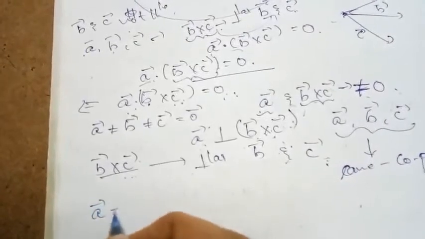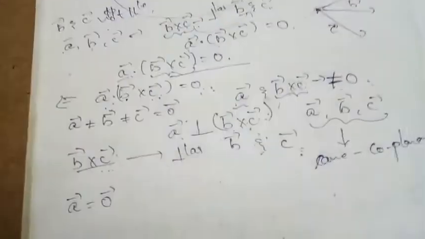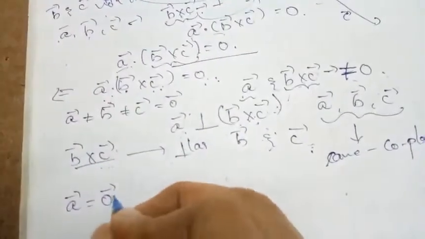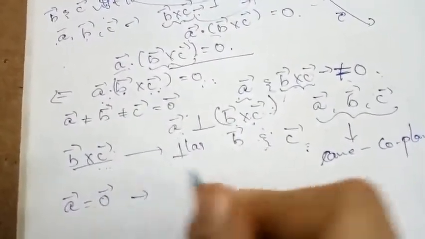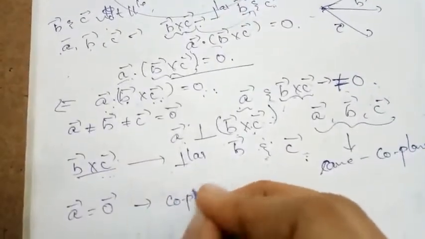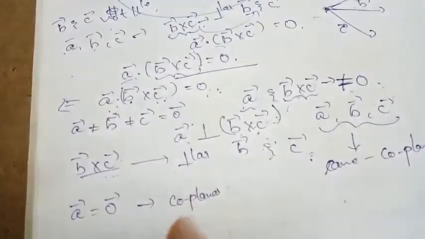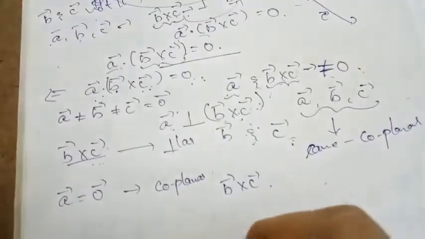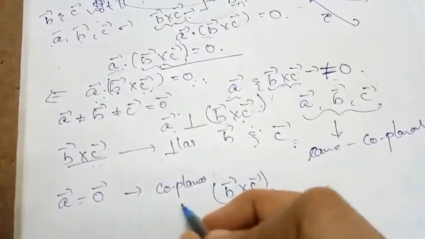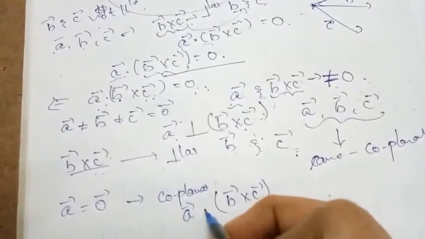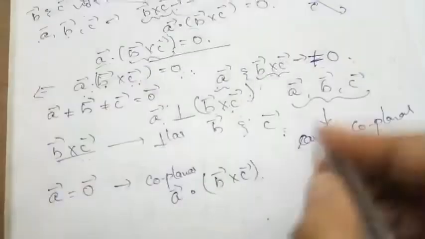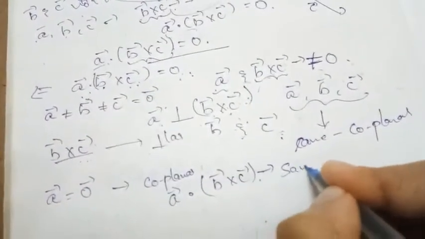Suppose vector A is equal to 0 vector. Then if vector A is 0, it will lie on the plane at some point. So vector A will be coplanar, it will be in the plane itself. And we know that if we take vector B cross C, and any 0 vector is taken in a dot product with any other vector, then obviously these vectors will be lying in the same plane itself.